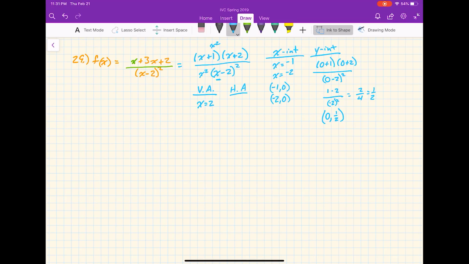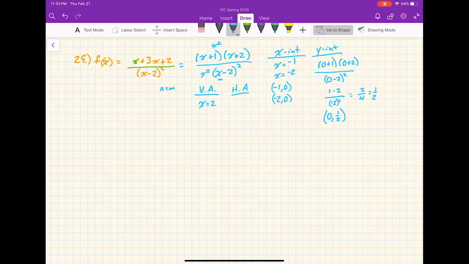Wait a minute, why do we have x plus 3x? In this case, we're going to end up with n equals m, because this actually should be an x squared. And then on the bottom, x minus 2 times x minus 2 gives x squared. So we'll look at the leading coefficient, which is 1 over 1, which equals 1. So our y is going to equal 1.